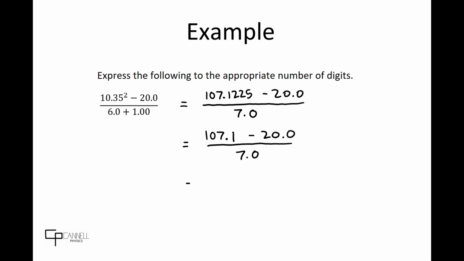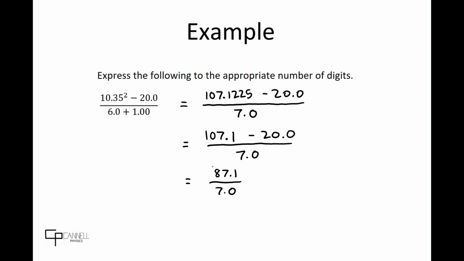Okay, what's next is the subtraction on top. Again, just following BIMDAS, that's going to just be 87.1 over 7.0. Now at this point, I think it's important to point out that I am writing down the numbers as I go to the appropriate number of sig figs or decimal places, but in my calculator, to get the next numbers, the next lines, I am writing the full number in my calculator.